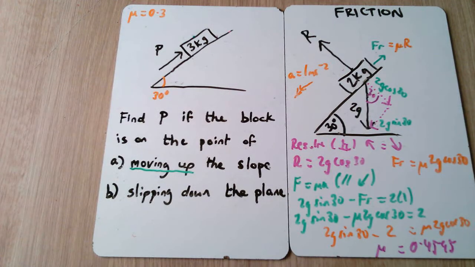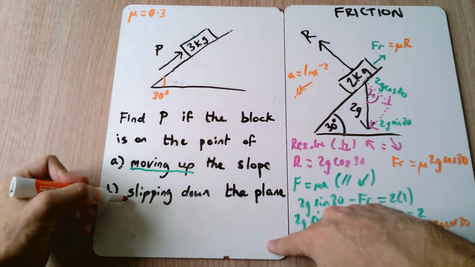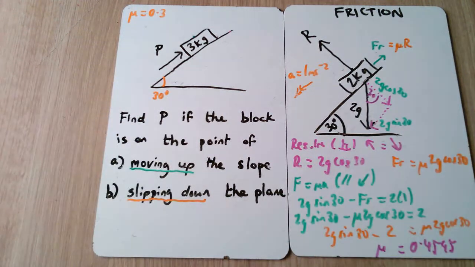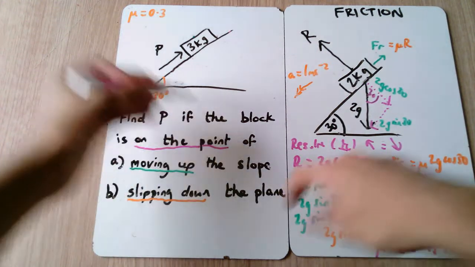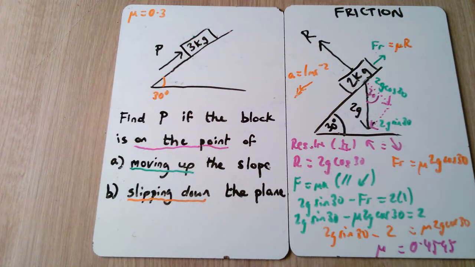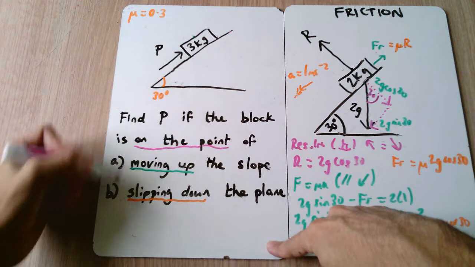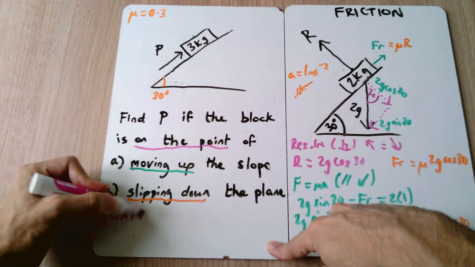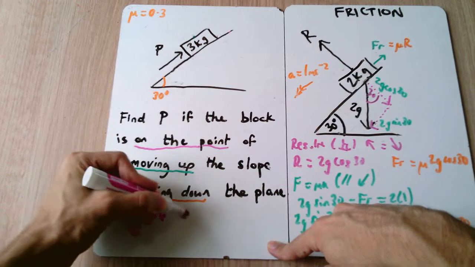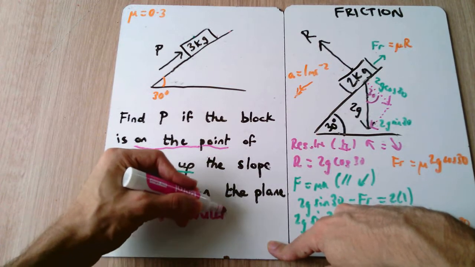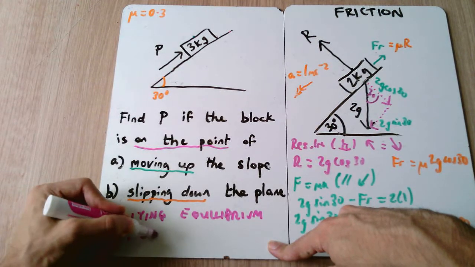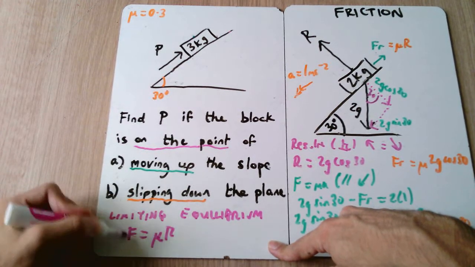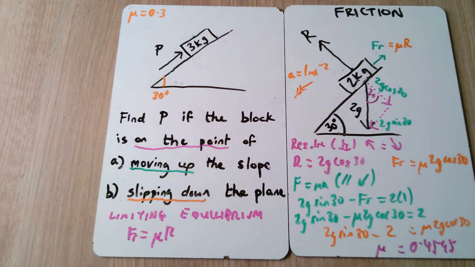Now, the key phrase in this question is the phrase "on the point." On the point of means you are just about to move, and that refers to the concept of limiting equilibrium. So in pink, I'm going to write here limiting equilibrium. And we know that when we're in limiting equilibrium, F max is equal to mu R. So friction in this case will be equal to mu R.